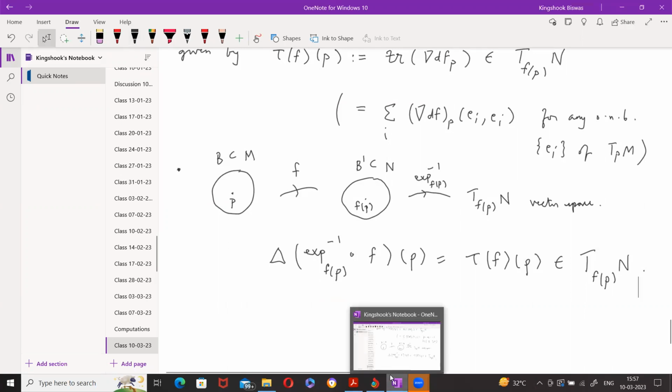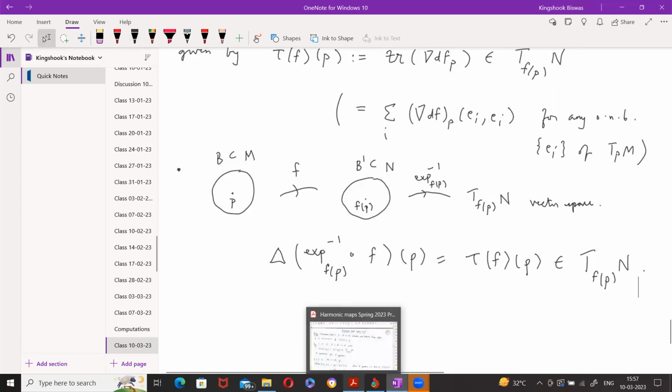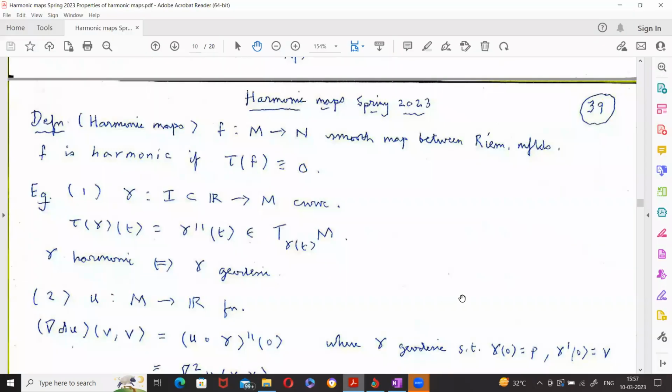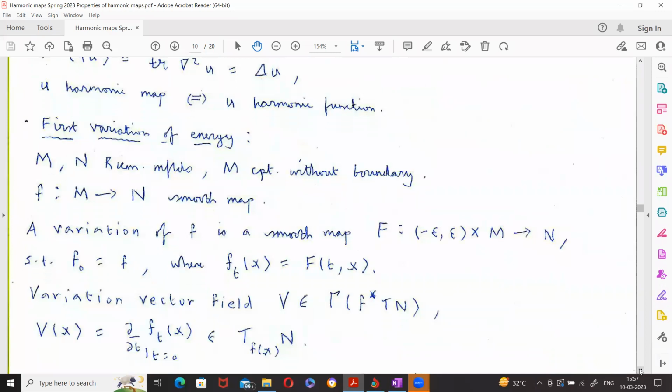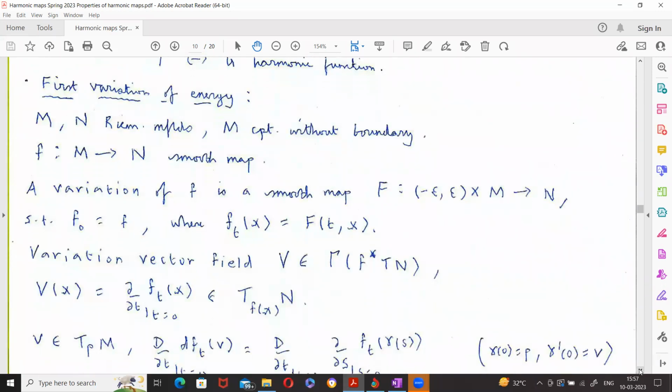Okay, so I don't think I'll have time. Will you give me just 5 minutes after this session? I'll finish the computation of the first variation of energy, just so that you see where the tension field is coming from. Okay, so when this session finishes, I'll just start another session for 5 minutes. I'll just finish this first variation of energy.